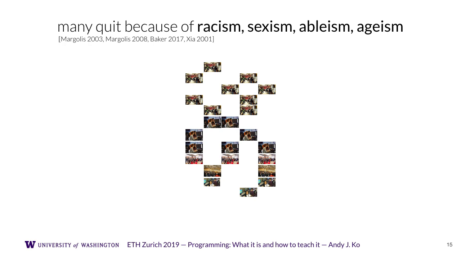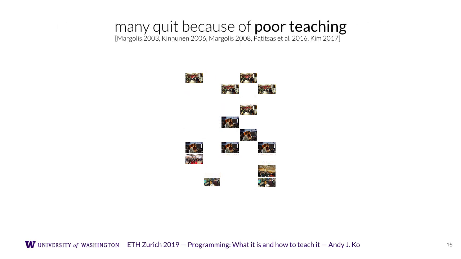And then finally, the biggest reason, and the reason I'm talking today, is that many quit just because there's poor teaching of programming. This includes poor explanations of hard concepts or no explanations at all, poor guidance or a lack of guidance altogether about how to solve problems in programming, poor feedback or a lack of feedback altogether about what somebody understands and what they don't understand and how they should practice to improve their understanding. Maybe there's even poor encouragement or an active discouragement to learn to program.